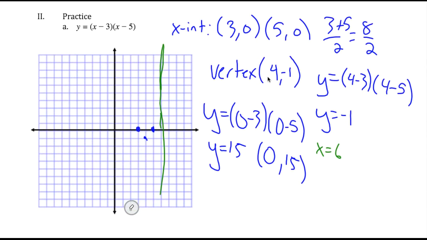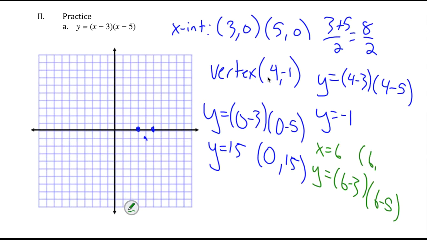It's right next to the 2 x values that I already have. So when I plug in 6, I get y equals 6 minus 3 times 6 minus 5. That's 3 times 1. So I get a y value of 3. So the point 6, 3 is on my graph. And I can use the axis of symmetry to make another point on the other side. And now I've got a pretty good handle on what my graph looks like.